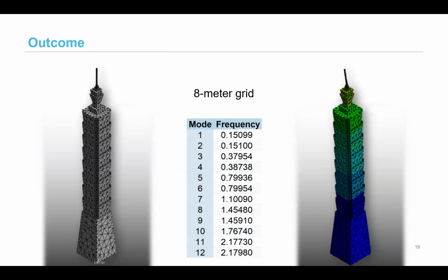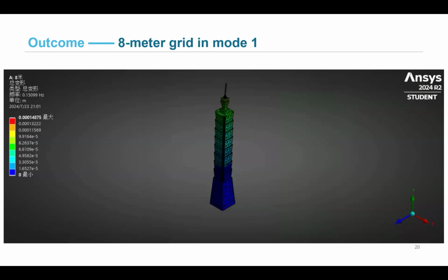We used the 8-meter grid as the example. We used 12 modes. This is the deformation situation of mode 1. And we can see the maximum value is about 0.149 millimeters at the top. So the displacement is small.